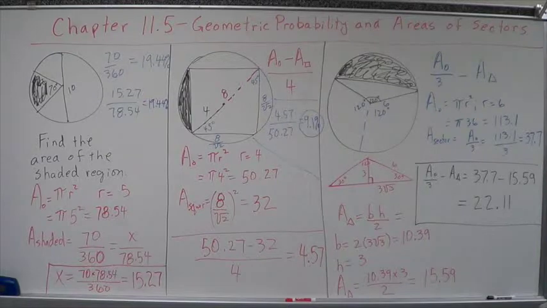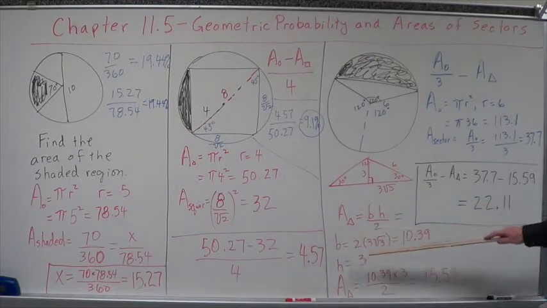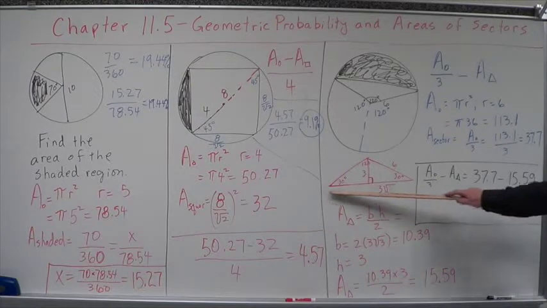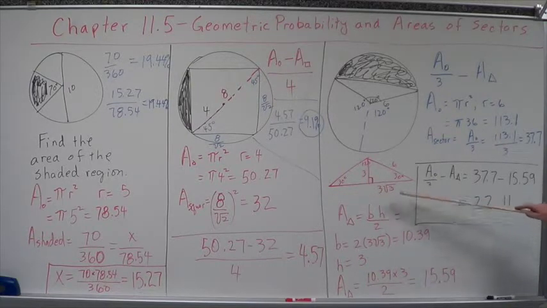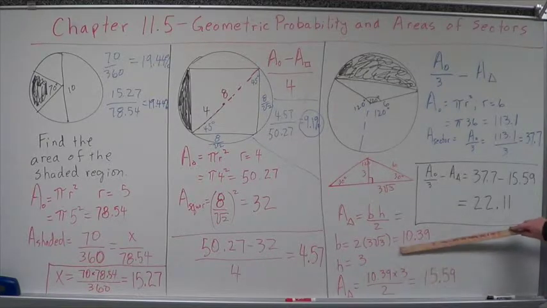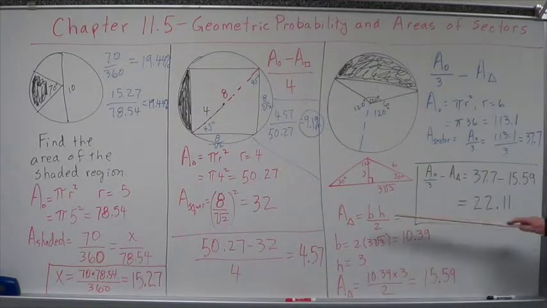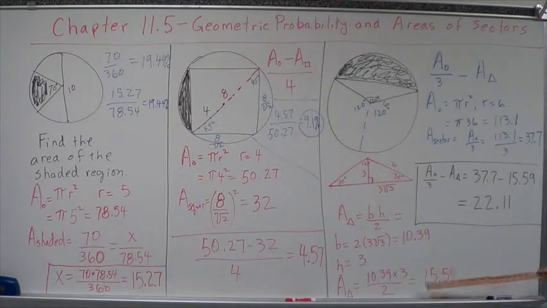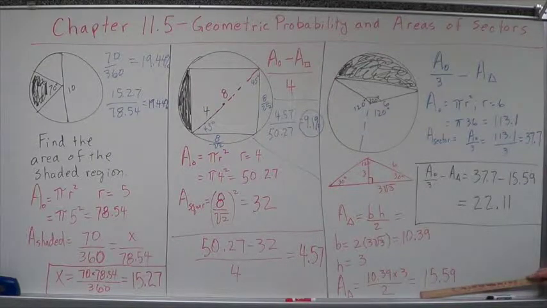Great, I got it. Now, what's the area of a triangle? Base times height divided by 2. What's our base? Well, that would be this whole thing here. Well, that's 2 times 3 times the square root of 3, which comes up to be 10.39. What's our height? That's just 3. So the area of the triangle is 10.39 times 3 divided by 2, which is this.